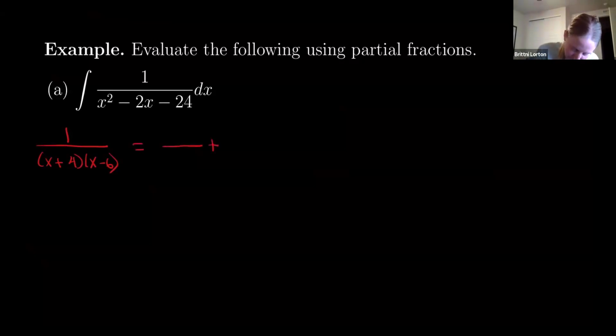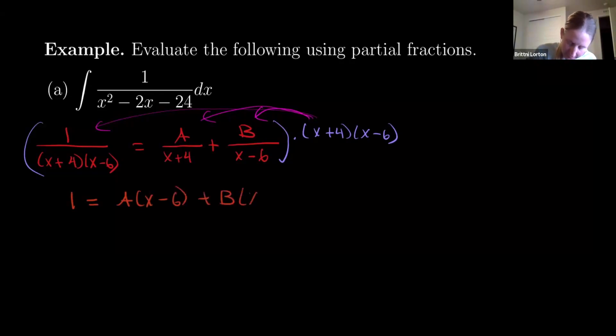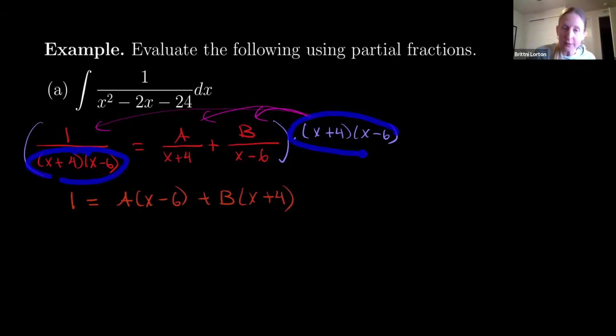And then it looks like I have 2 factors on the bottom. So I would have 2 possible fractions. We have that a and b are my unknowns. Multiply both sides of the equal sign by the original denominator. Distribute across and see what cancels. This would give me 1 equals a times x minus 6 plus b times x plus 4. Notice how both of the factors canceled on the left side. And then underneath the a, only the x plus 4 canceled. And underneath the b, only the x minus 6 canceled.